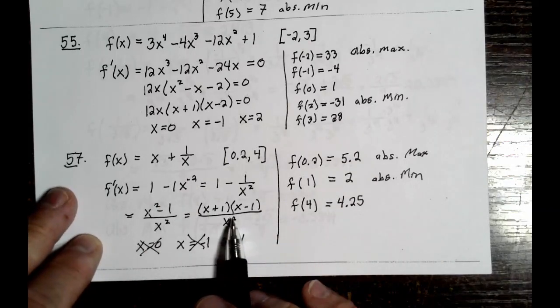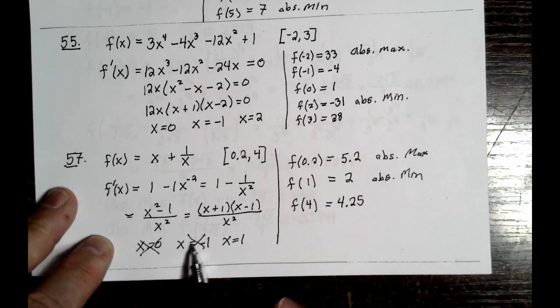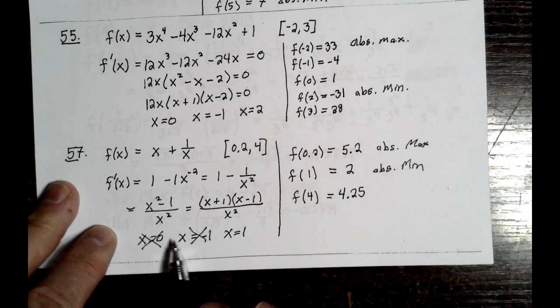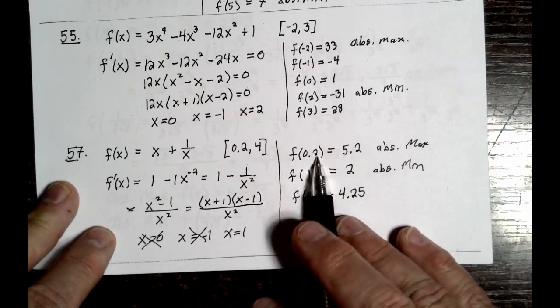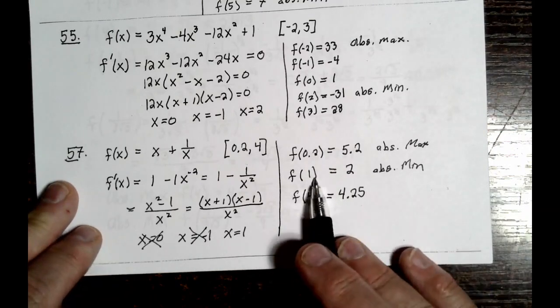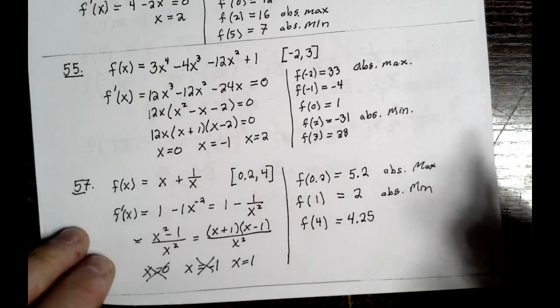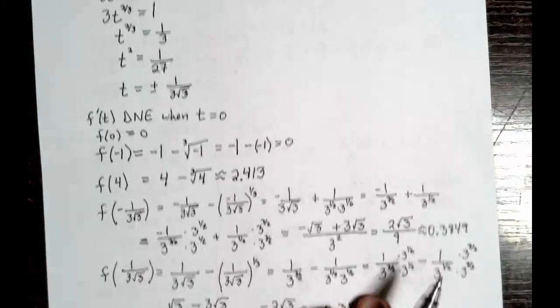First derivative, reduce, set it equal to 0, and you get these numbers, but these guys are not in your domain or in your interval, so they're out. And you check the endpoints as well as the one critical number you found, and you pick the largest and smallest.